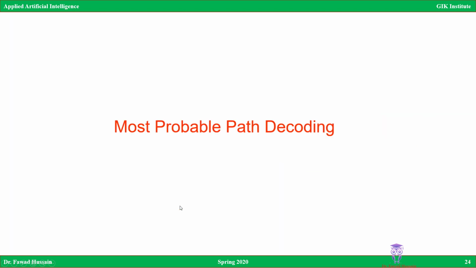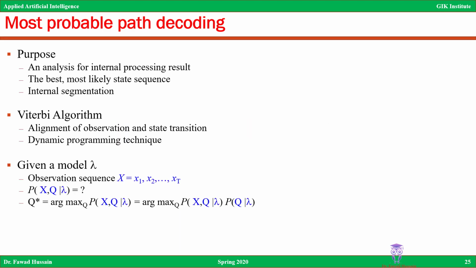And the second question was, I am given the output and I am being asked from which jars did we select this. This is called the most probable path decoding. In this problem, the purpose is an analysis of the internal processing result, the best or most likely state sequence, and the internal segmentation. This is called the Viterbi algorithm, and it again uses the dynamic programming technique.